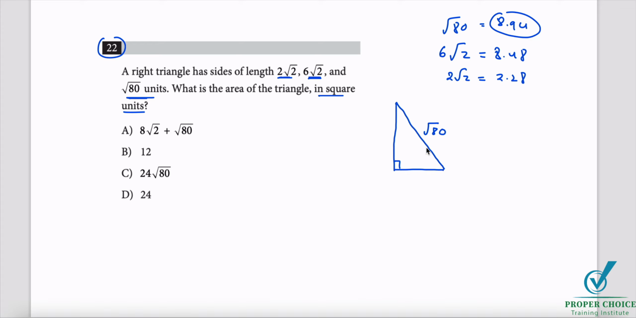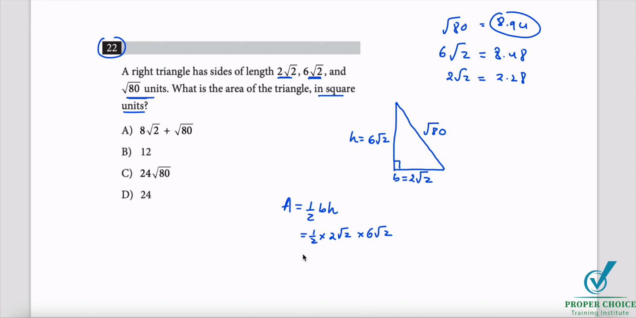As you are clear with the longest side, which is the hypotenuse, the other two sides you can name wherever you want. If I say this is 2 square root of 2, then this is going to be 6 square root of 2. Now what is the area of a triangle? Half times base times height. If I consider this as the base, this part is going to be the height. So simply substitute: half times base, which is 2 square root of 2, times height, which is 6 square root of 2.